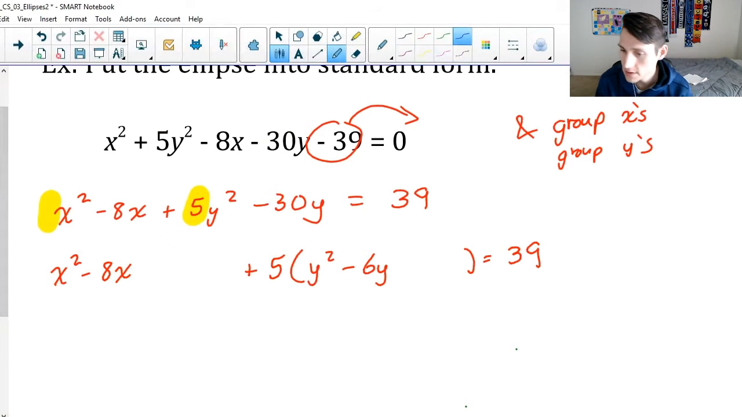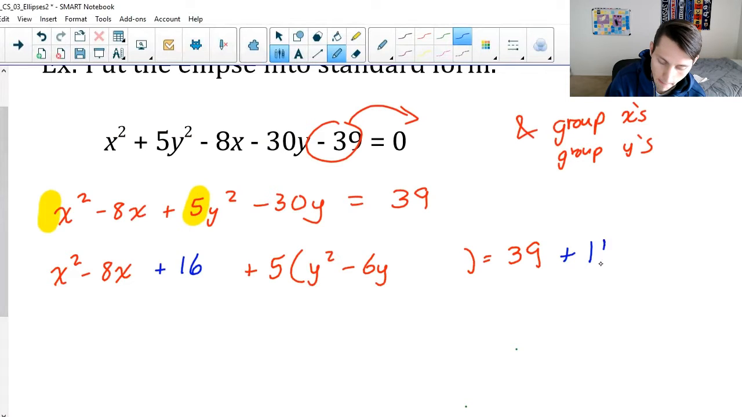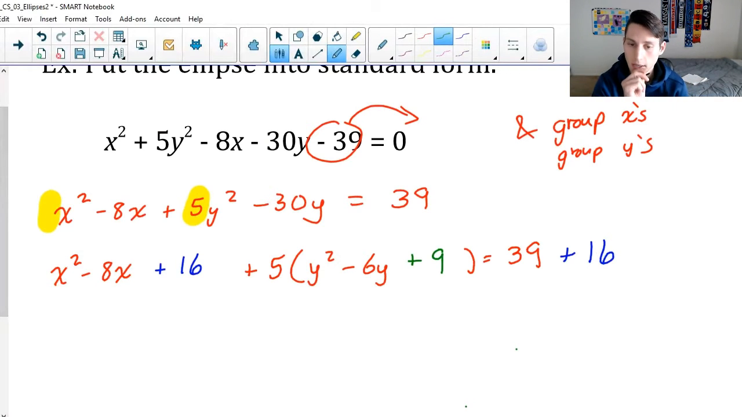So remember, completing the square is we add b over 2 squared to both sides. So negative 8 over 2 is negative 4. Negative 4 squared is 16. So I'm going to add 16 over here. And when I do b over 2 squared over here, so negative 6 over 2 is negative 3. Negative 3 squared is 9. So plus 9. But now here's where people go wrong.